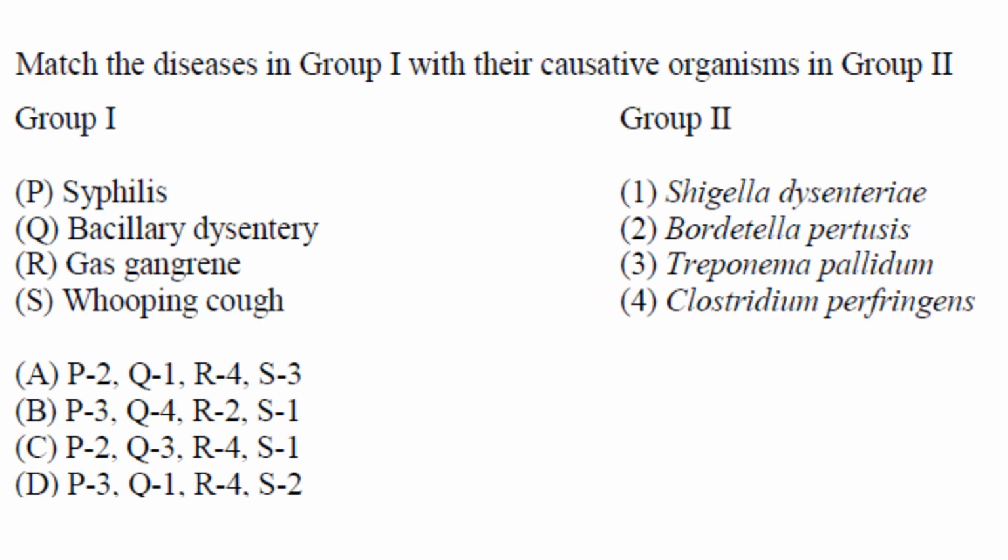Then next one. Match the disease in group 1 with their causative organism in group 2. Now syphilis. Syphilis is caused by Treponema pallidum, P3. Then bacterial dysentery by Shigella dysenteriae, gas gangrene by Clostridium perfringens, whooping cough by Bordetella pertussis. So the answer here is option D, that is P3, Q1, R4, S2.